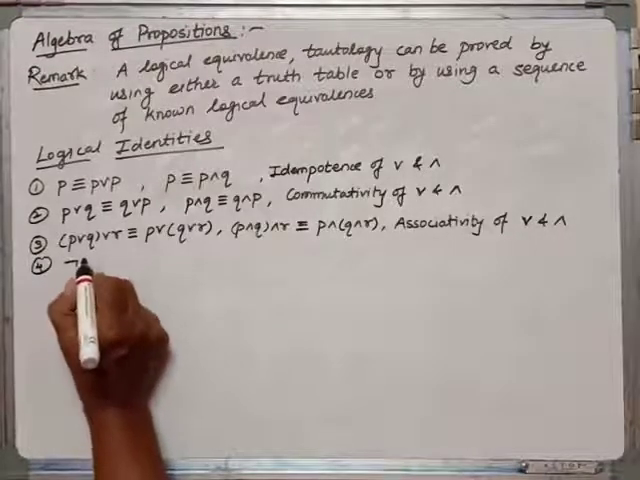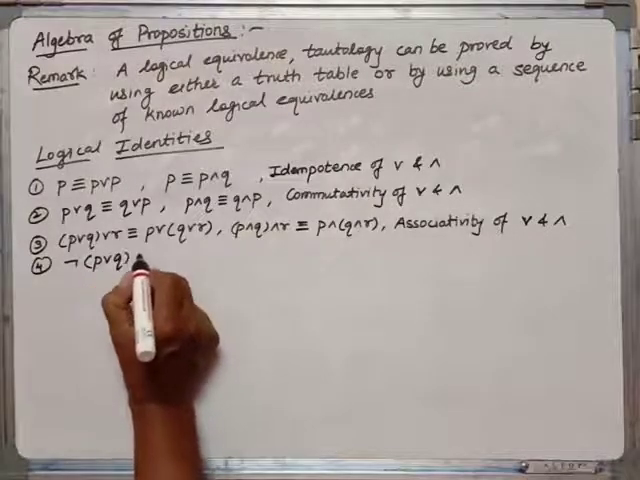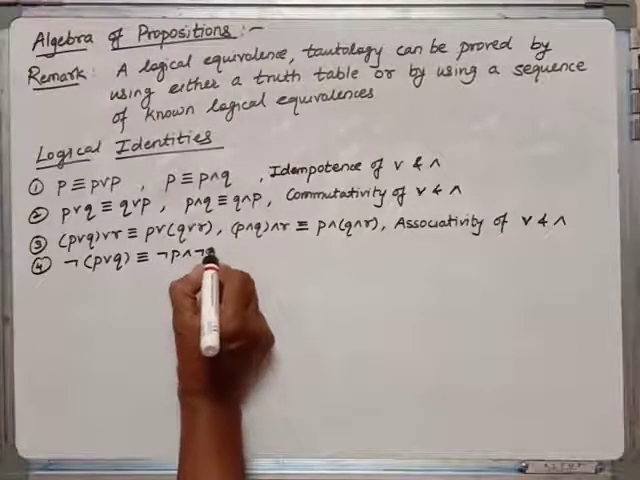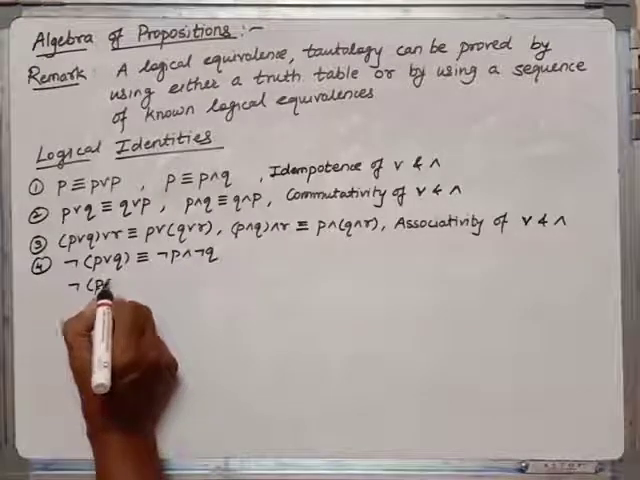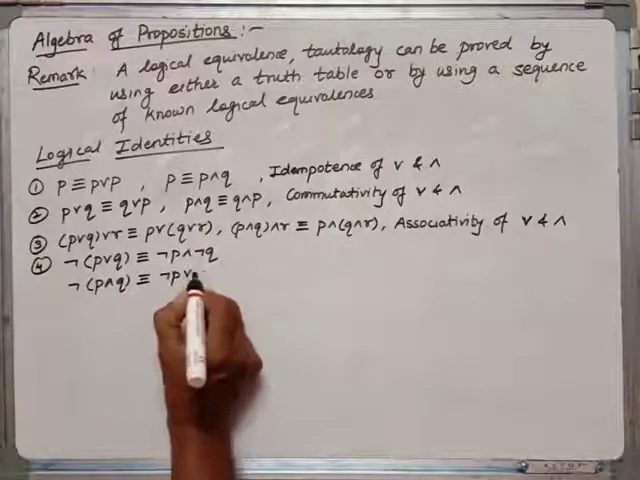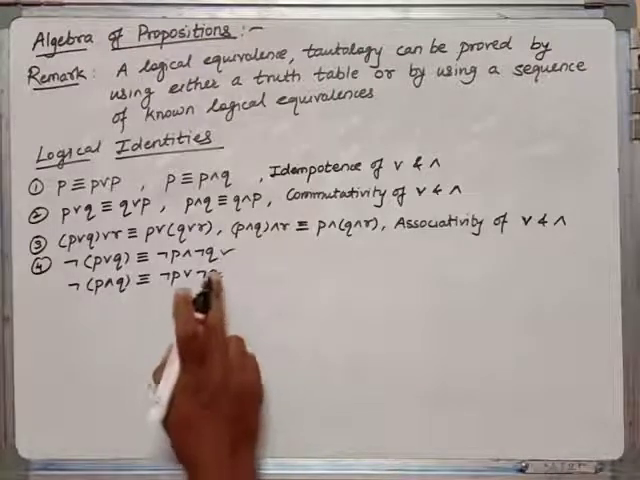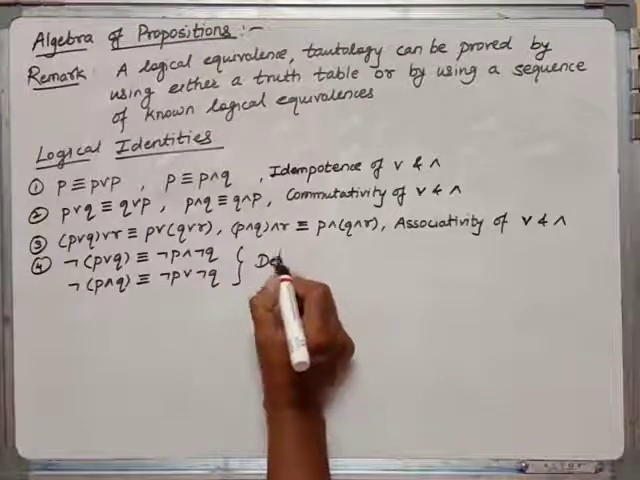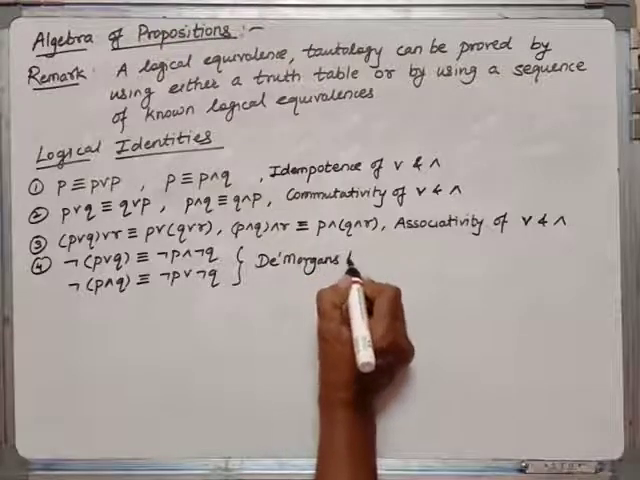These are known to you from 11th standard. Negation of P or Q is equivalent to negation P and negation Q. Also, negation of P and Q is equivalent to negation P or negation Q. This one we had solved as a first question of logical equivalence, and these are nothing but De Morgan's laws.